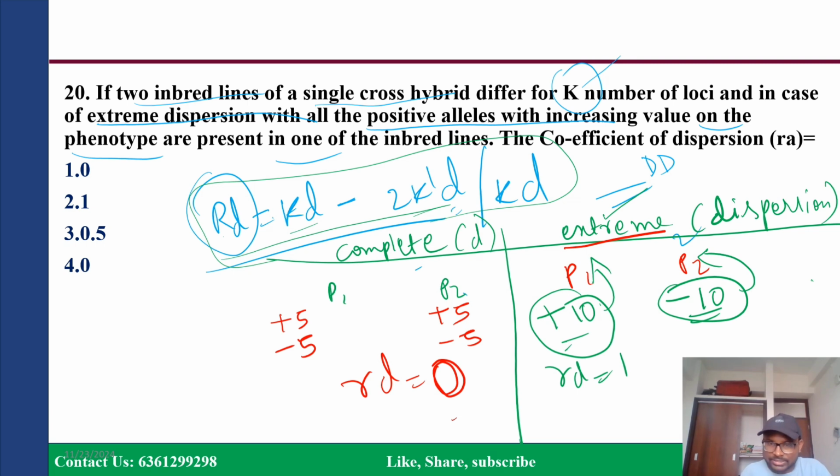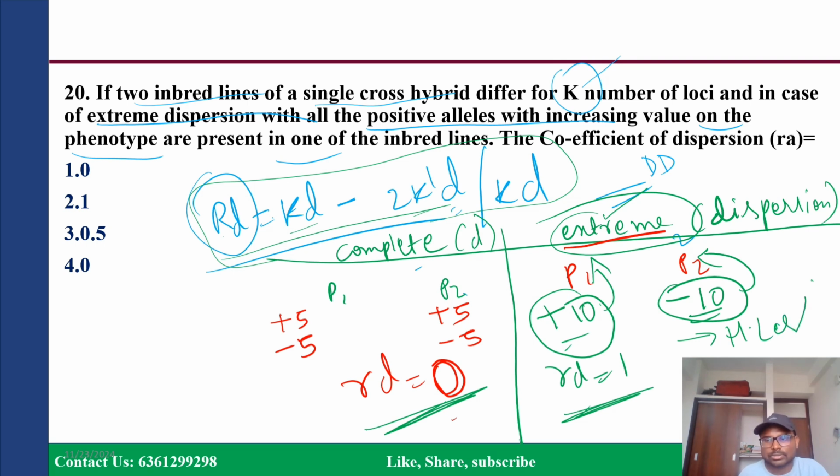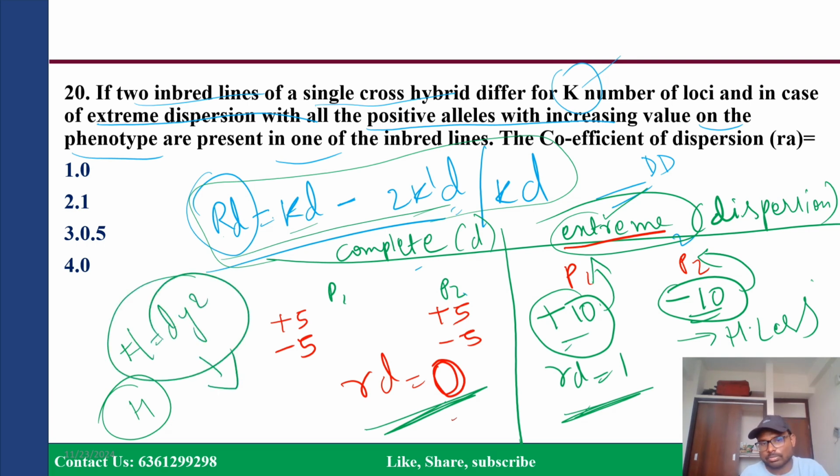Then why do we need these things? When RD is 0, when RD is 1, what will happen? If there is an extreme dispersion, the chances of heterosis will be less. If there is a complete dispersion, the chances of heterosis are more. Like H is equal to dy square. Remember this formula. What is d, what is y, how it is calculated, please read this chapter. Okay.